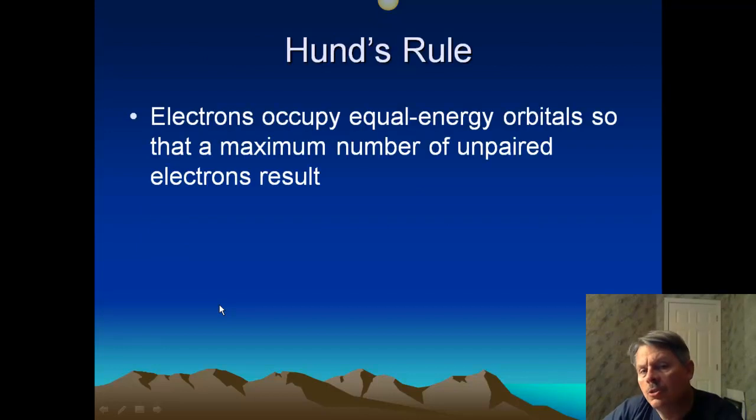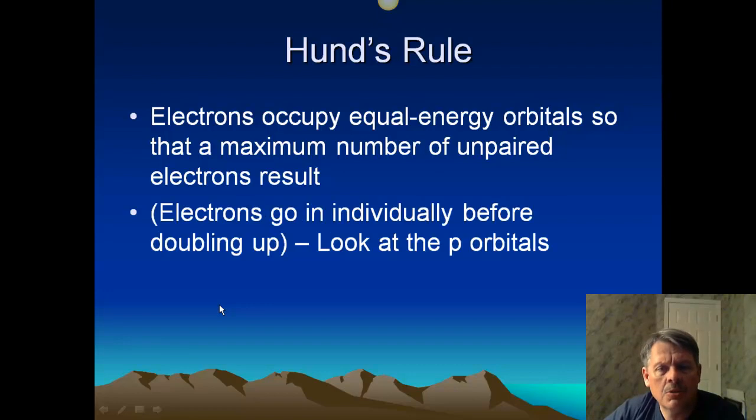Let's look at Hund's rule. Hund's rule says electrons occupy equal energy orbitals so that a maximum number of unpaired electrons exist. It's easier to demonstrate that than to try to explain it. Electrons will go in individually before they double up.